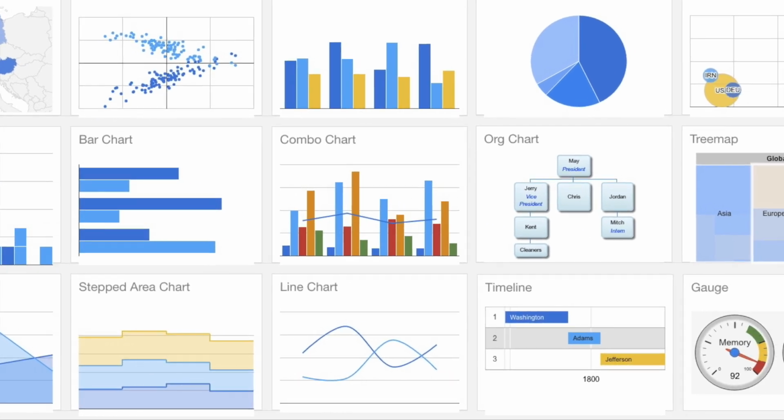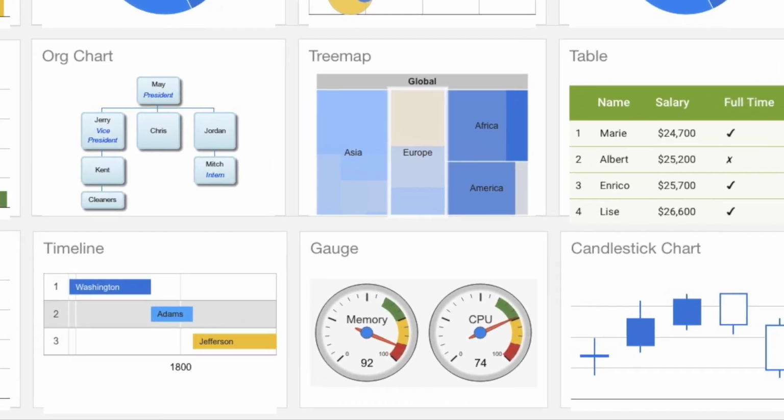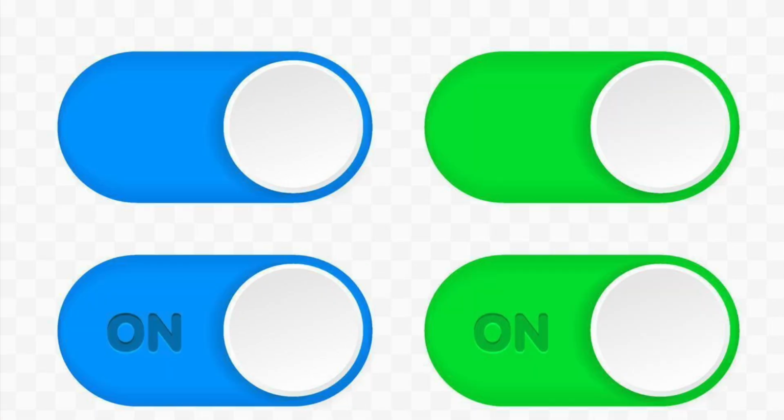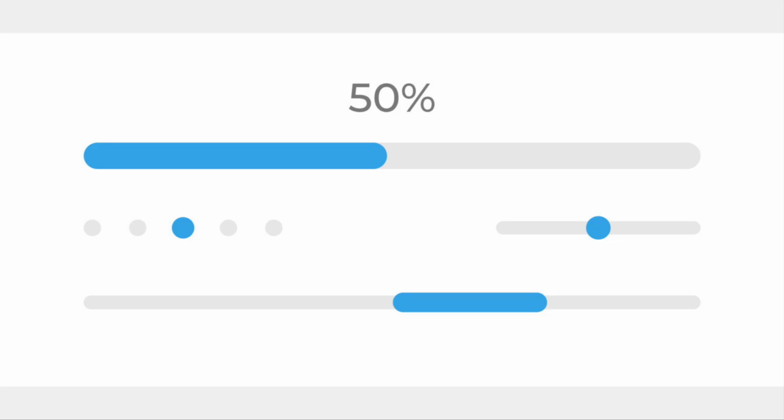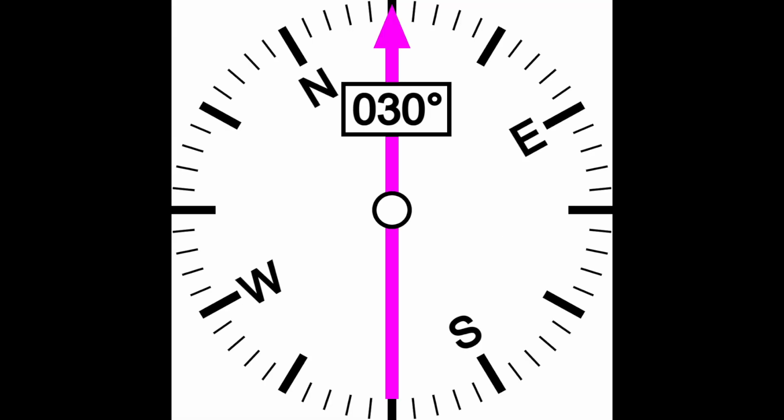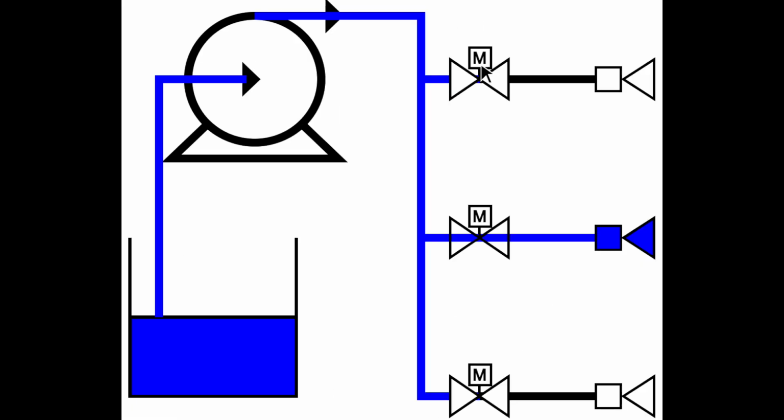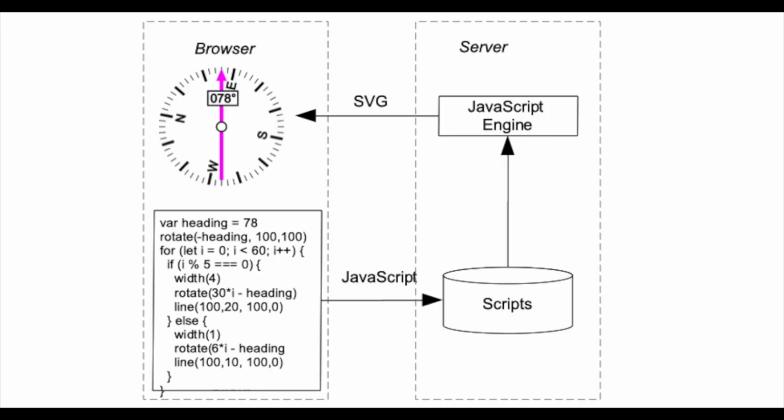To display and control data in dashboards, you can use standard libraries for drawing charts, gauges, switches, and sliders. But what if you need more complex controls, such as a compass or a process diagram? In this video, we demonstrate how to create parametric drawings with JavaScript and Simple Vector Graphics, or SVG.